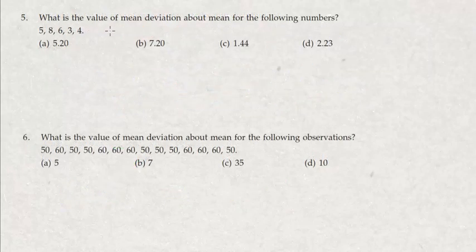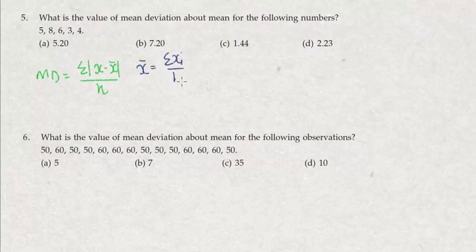What is the value of mean deviation about mean for the following numbers? 5, 8, 6, 3, 4. The formula to find out mean deviation is equal to sigma modulus x minus x bar divided by n. So first here we need to find out the mean, and the mean is equal to sigma xi upon n.